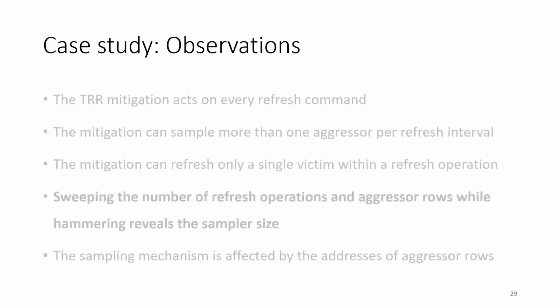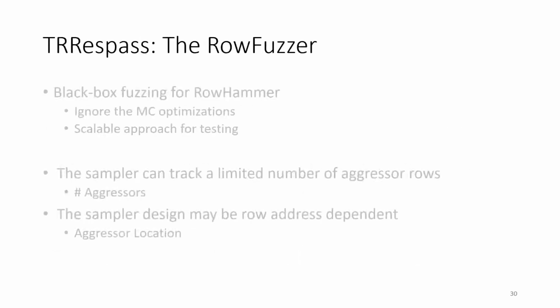This observation is that the sampling mechanism is affected by the addresses of the aggressor rows. However, we have seen that by overflowing the sampler size, it is possible to trigger bit flips by passing target row refresh. One main problem with this approach I just described is that it does not scale. It is not feasible to carry out a large-scale analysis in such a way.